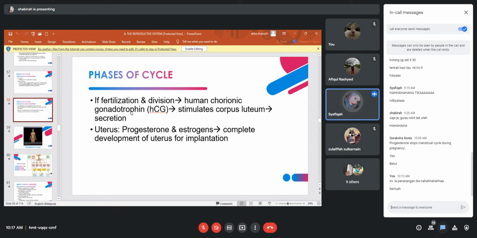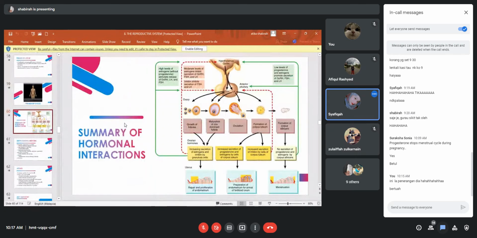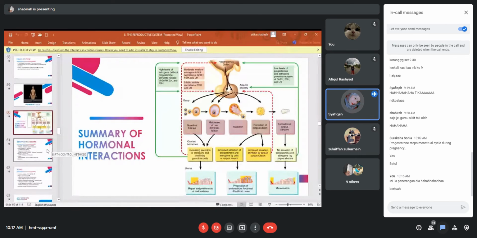Kalau if fertilization and division, dia akan ada human chorionic gonadotrophin, iaitu hormon HCG, and then dia akan stimulate corpus luteum and secretion. For uterus, progesterone and estrogen, it will complete development of uterus for implantation. So ini summary of hormonal interaction.